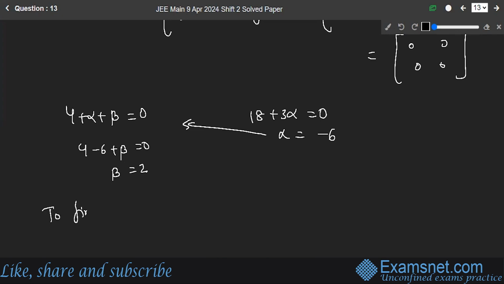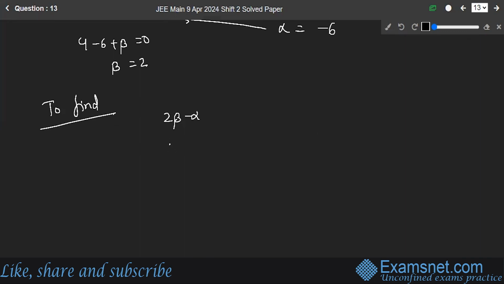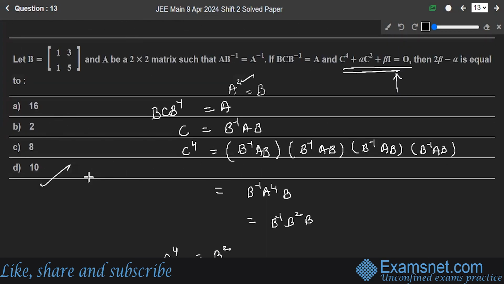Now, you had to find out 2 beta minus alpha, that gives me 4 plus 6, that is equal to 10. So, this is the answer to the question, option D.